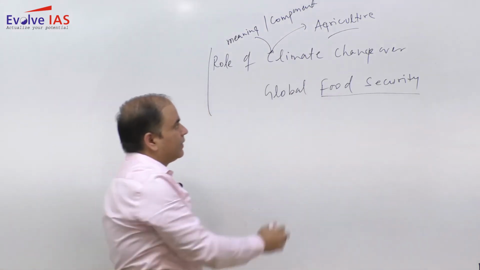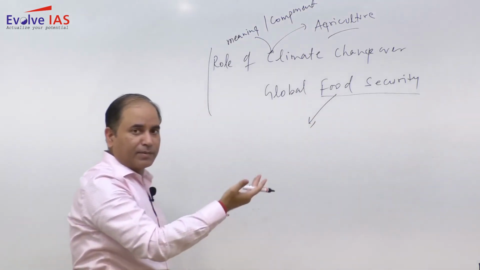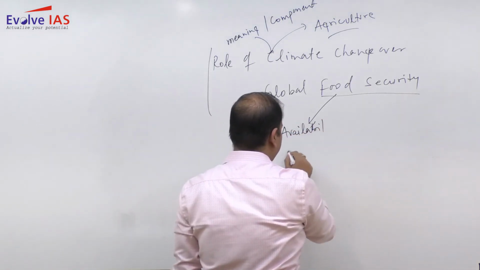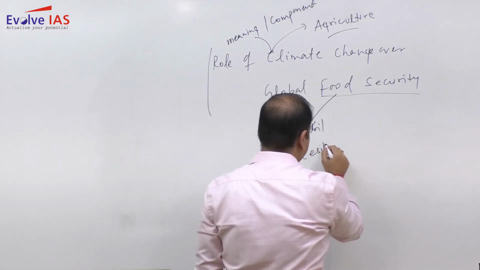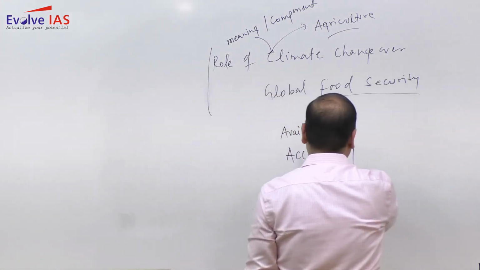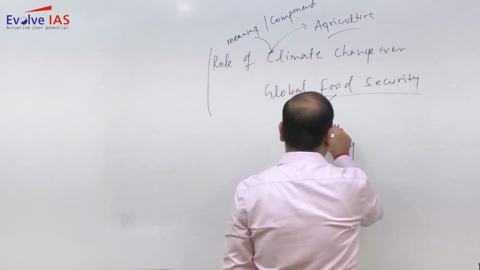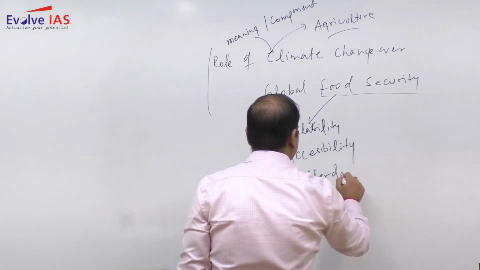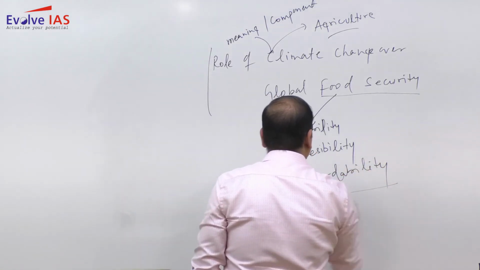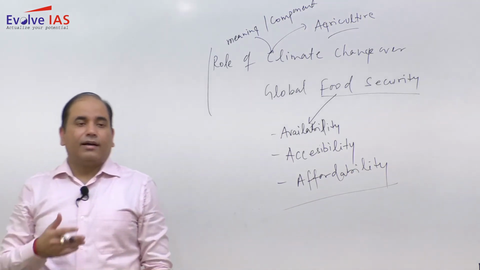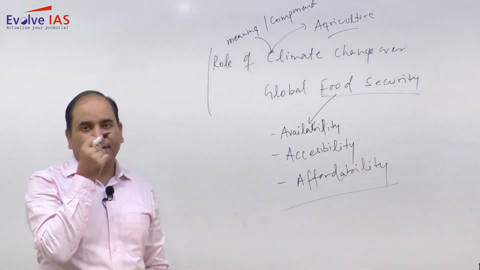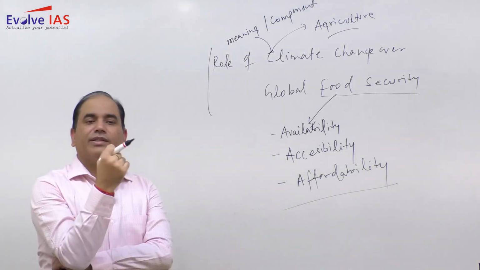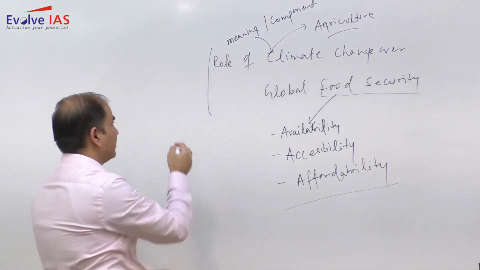Now, as far as food security is concerned, the different aspects of food security like availability, accessibility, affordability need to be highlighted. When you write all these things, that yes, climate change is affecting agricultural produce and production is decreasing, it is getting affected, you can write very good examples.